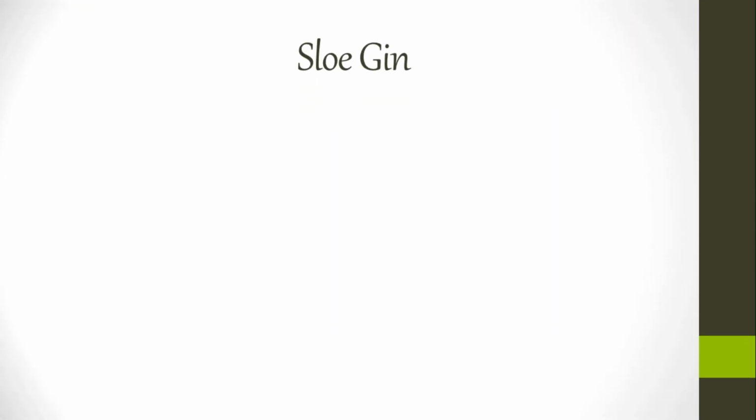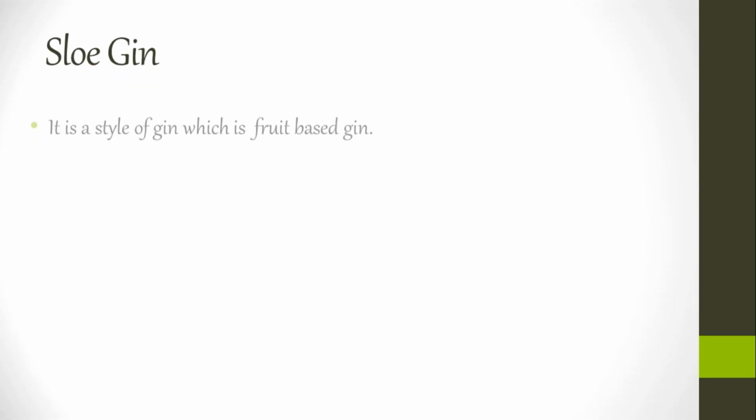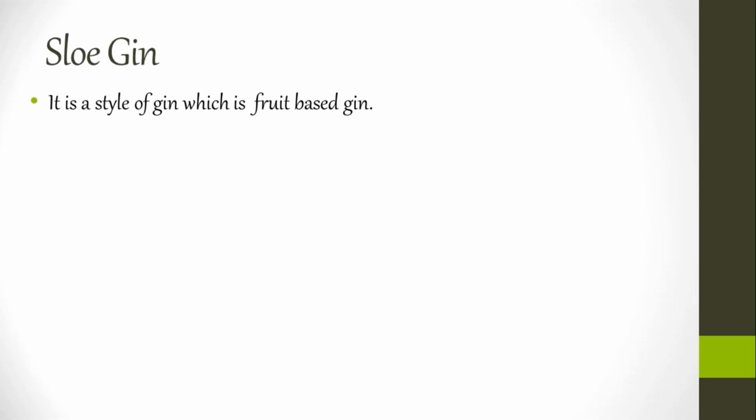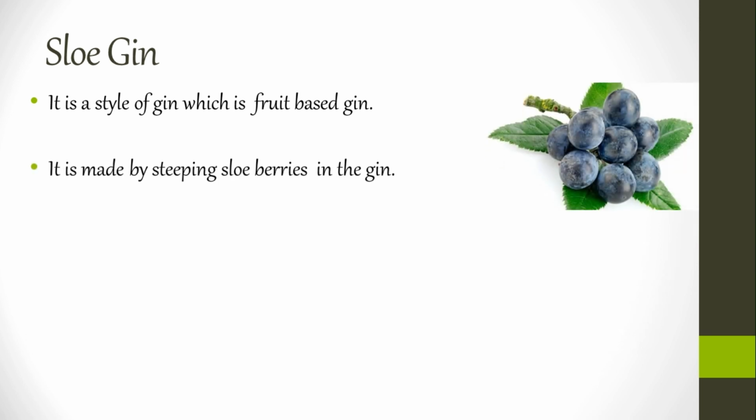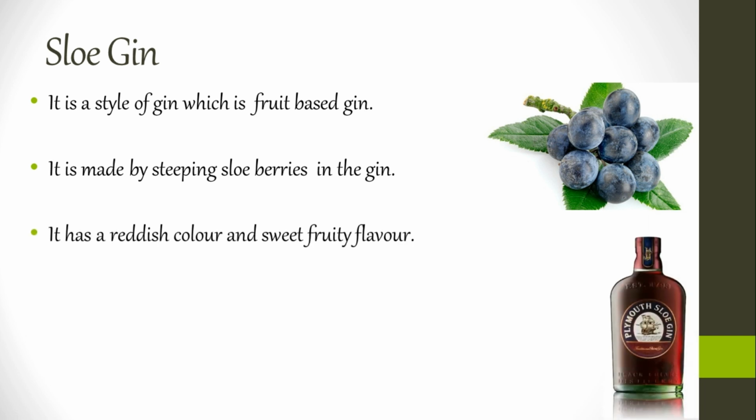Next is sloe gin, a very bright red colored gin. How has this color come into this gin? It is a style of gin which is fruit based. There is a berry called the sloe berry. It is not juniper. It looks like juniper, but it is not juniper. It is sloe berry. We simply soak this sloe berry in the gin, and it gets the color, some fruit flavors and some sweetness, and that makes sloe gin. It has a reddish color and sweet fruity flavors.